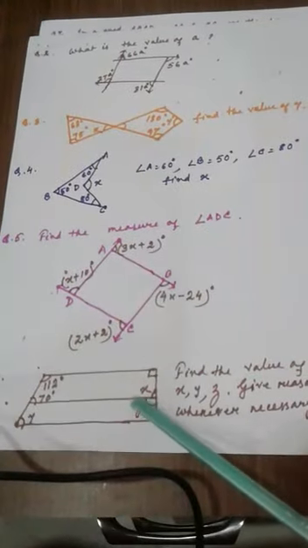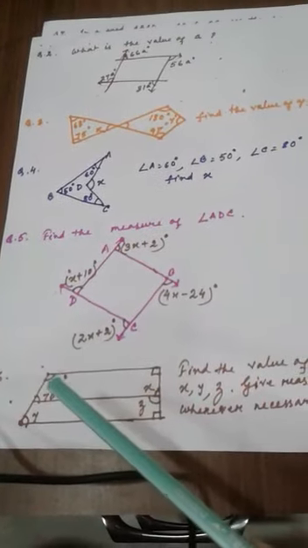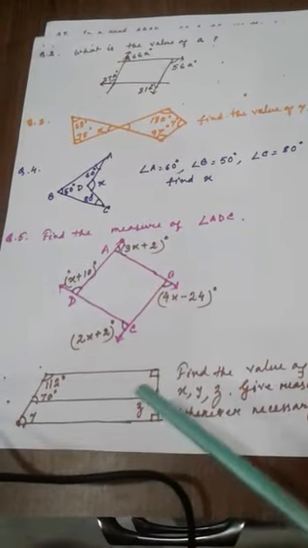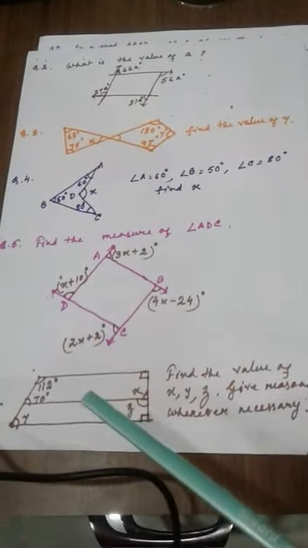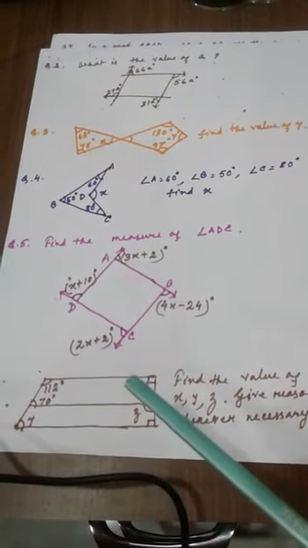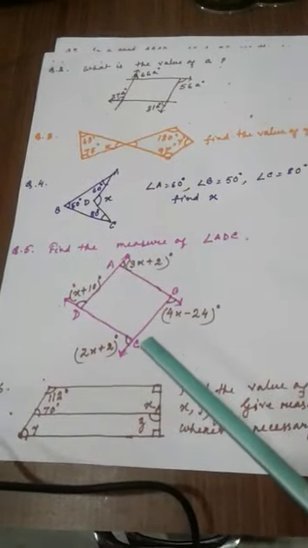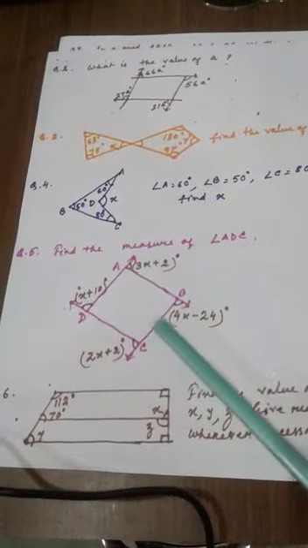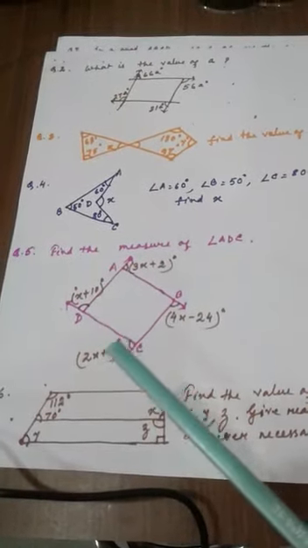Next, another one is there. This is one big quadrilateral. Here you have to find the values of X, Y, Z. Everywhere you have to give reasons, whatever reasons you apply. If it is vertically opposite angles, you write vertically opposite angles, and if it is any other reason, you have to write the reason. In geometry, the reason is a must.